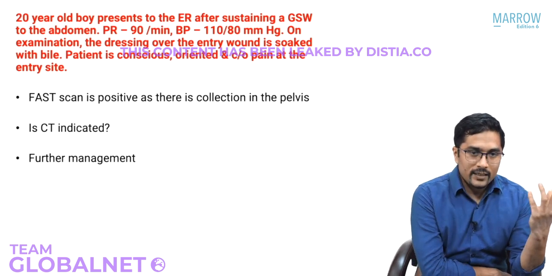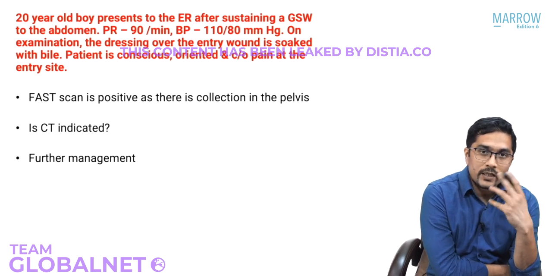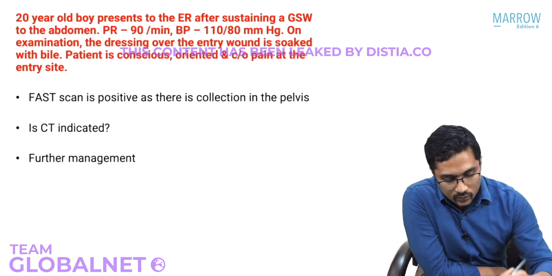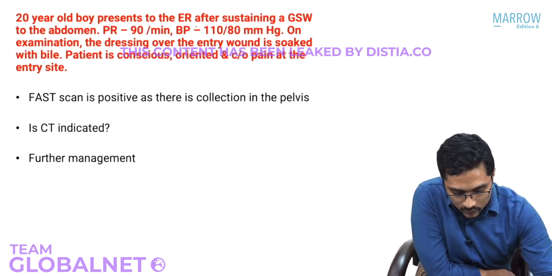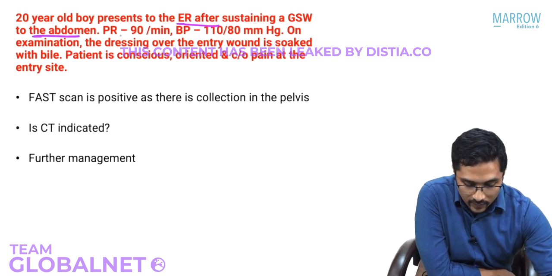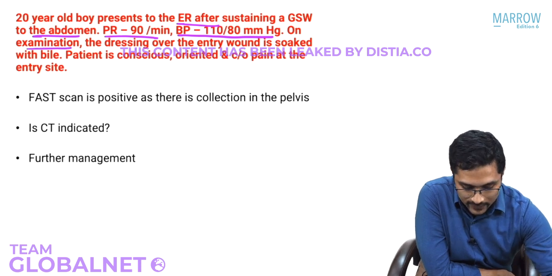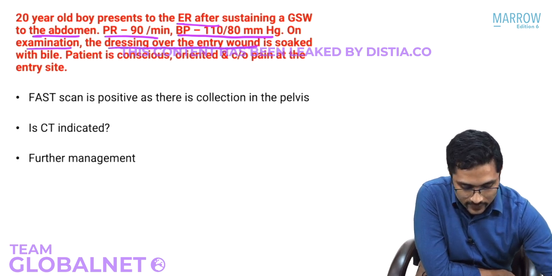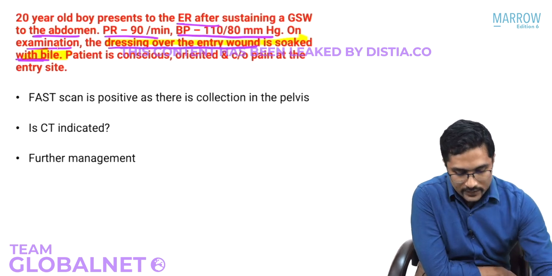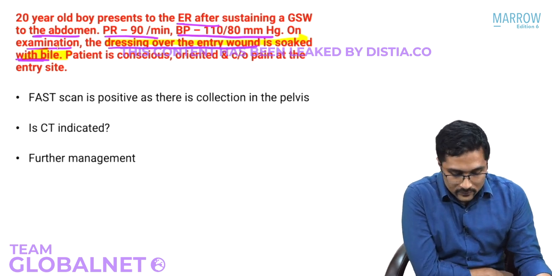This was a similar case which I had encountered when I was a postgraduate. I mean, that's the worst gunshot injury case I've seen during my residency. You have a 20-year-old boy who comes to the ER after a gunshot to the abdomen. Pulse rate is 90, BP is 100/80. On examination, dressing over the entry wound is soaked with bile. Patient is conscious, oriented, and complaining of pain at the entry site.